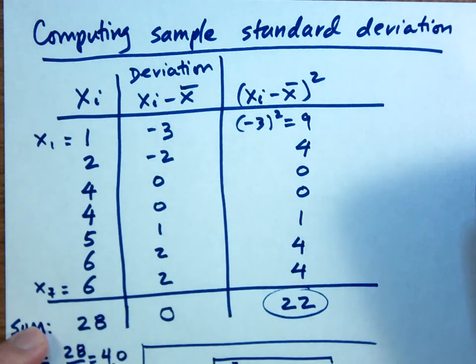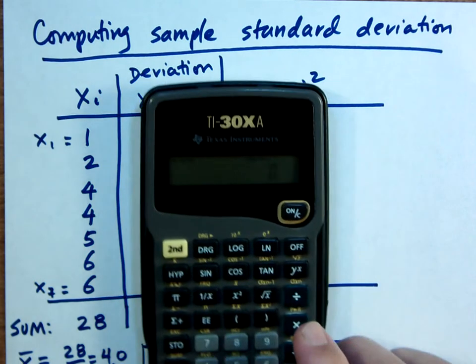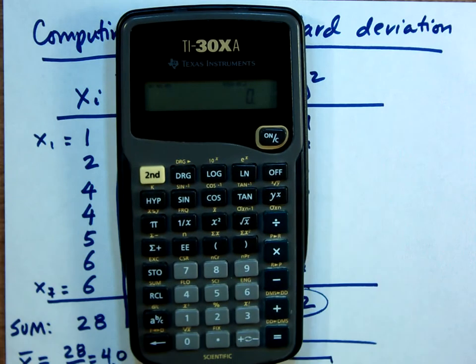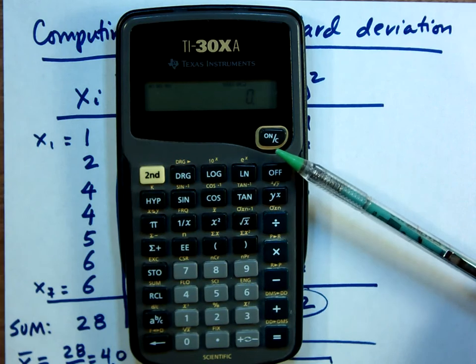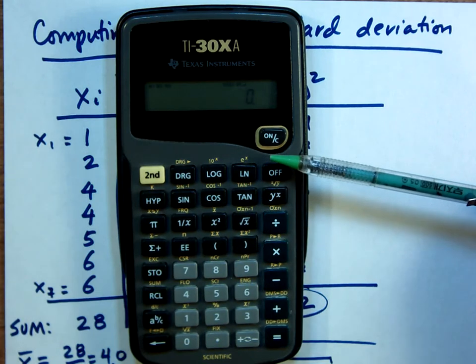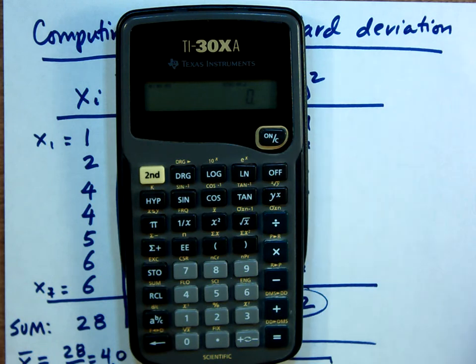Okay, in this video, I'm going to show you how we can compute a sample standard deviation using a Texas Instruments TI-30XA calculator. This is one of the older models, but I believe it is still available for you to purchase at the stores. I like this because it is very simple, meaning it's easy to use.